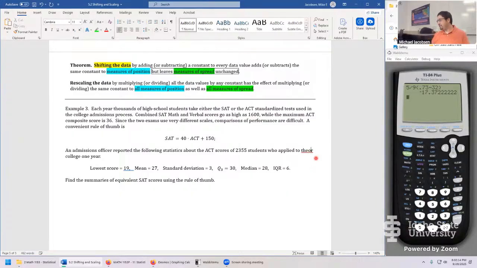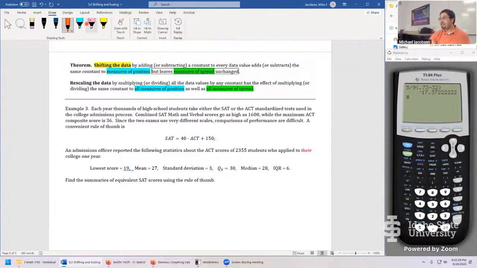Spelling is hard today. There we go. So here are the data they gave us: the minimum, the mean, standard deviation, third quartile, median, and interquartile range. Really, our job is to decide which one of those are measurements of spread, because those are going to be the ones that do not use the full formula.